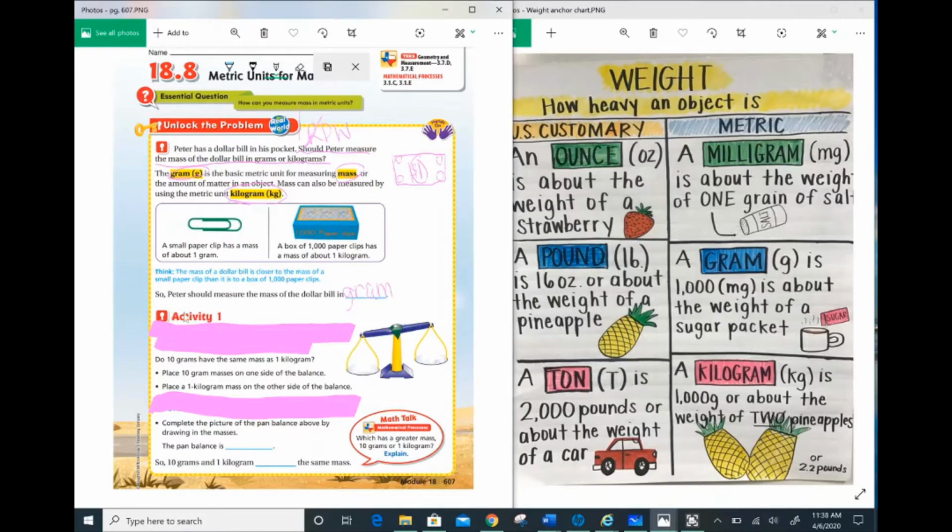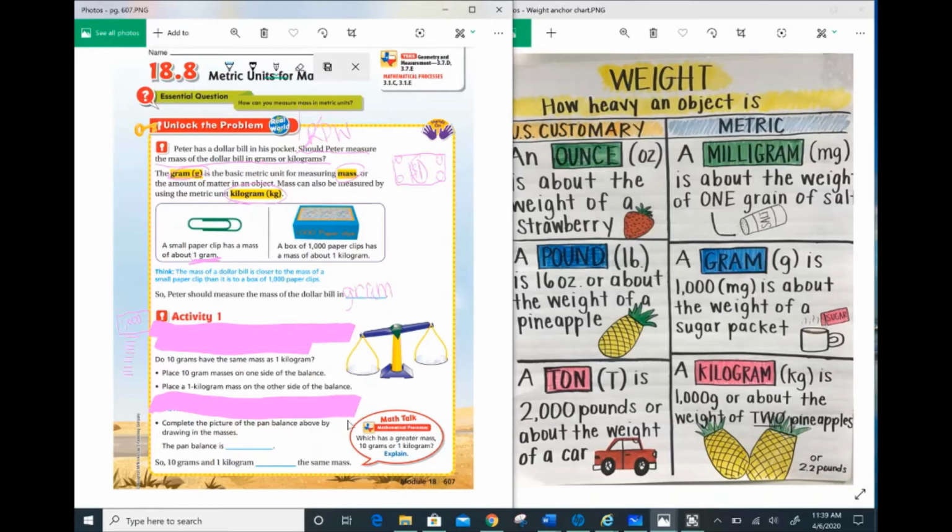Now, let's go ahead and do activity 1. It says, do 10 grams have the same mass as 1 kilogram? So I know that 10 grams is probably like 10 little paper clips, because the paper clips say each one is 1 gram each. So I'm going to go ahead and draw paper clips: 1, 2, 3, 4, 5, 6, 7, 8, 9, 10 paper clips. Now I know 1 kilogram is a box of 1,000 paper clips. So I'm going to put there 1,000 paper clips.